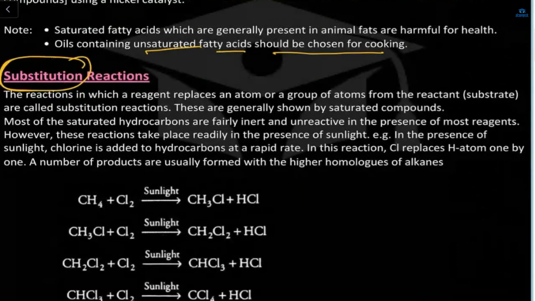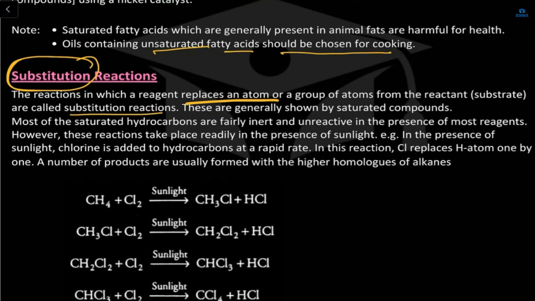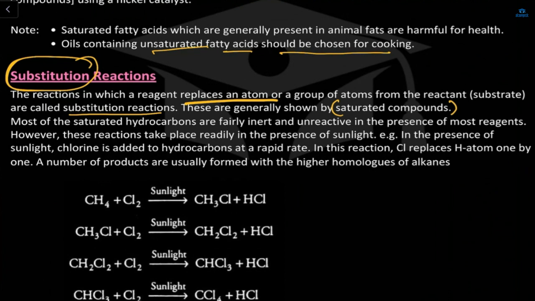So a substitution reaction is a reaction in which the reagent replaces an atom or group of atoms from the reactant. These are generally shown by saturated compounds. Okay, this is very important. Most of the saturated compounds are fairly inert and unreactive in the presence of most reagents. These reactions take place readily in the presence of sunlight. In the presence of sunlight, chlorine is added to the hydrocarbon at a rapid rate. In this reaction, Cl replaces H atoms one by one. We will go through the reactions as well.